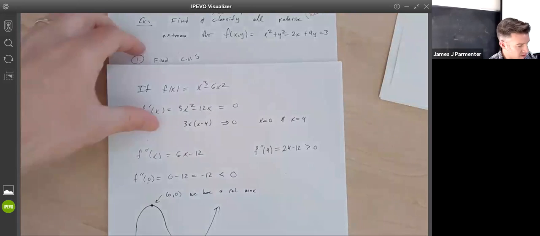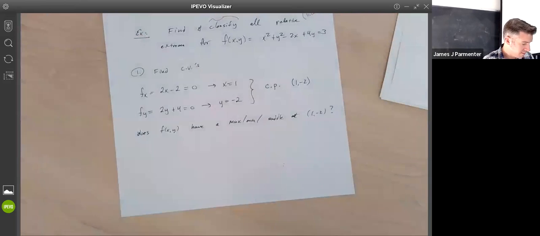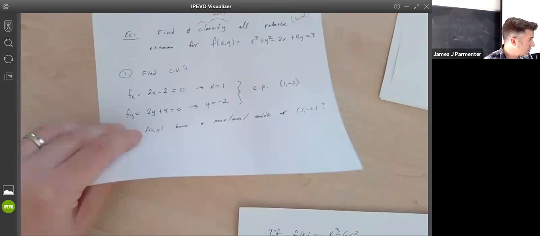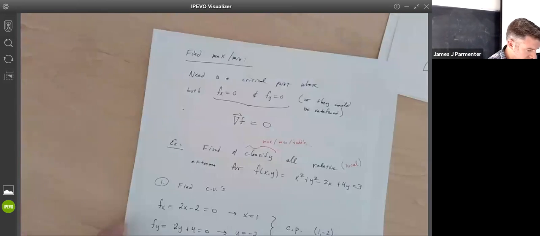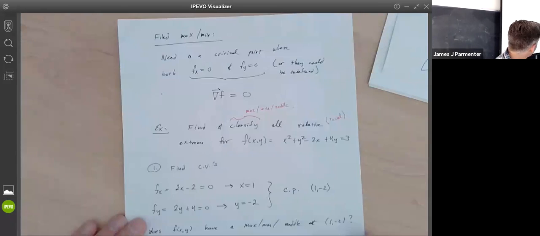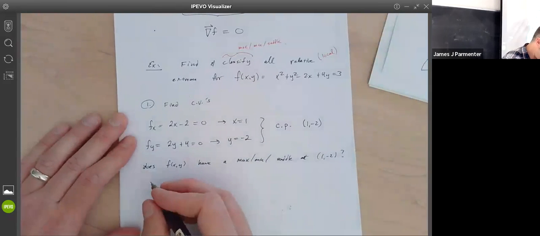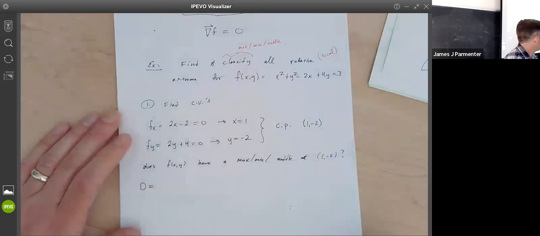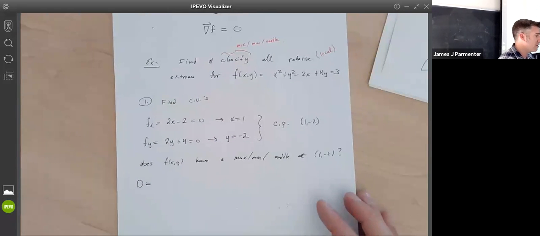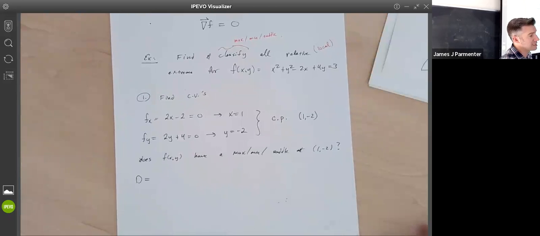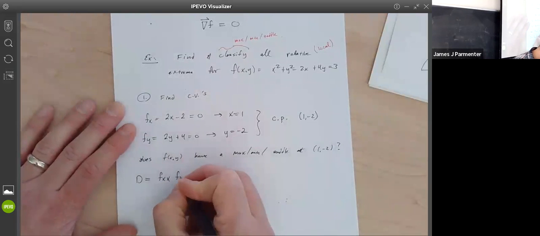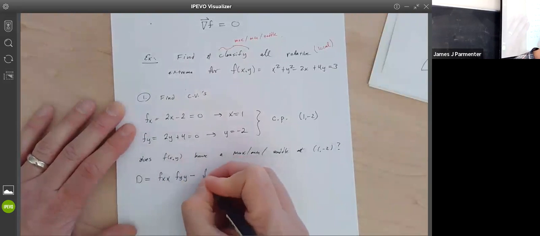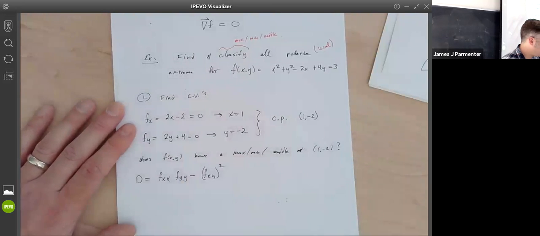Well, we have a similar, I should say, an analogous test for functions of two variables. It's a little more complicated, but not a lot. So here's the idea. We're going to find this thing that we call capital D. Capital D is the determinant of a 2 by 2 matrix, specifically the Hessian matrix of partial derivatives. It's not super important to know that, but here's what it is. It's fxx times fyy minus fxy quantity squared.